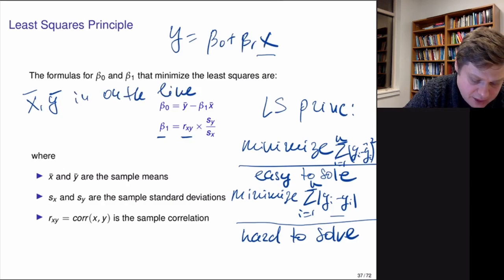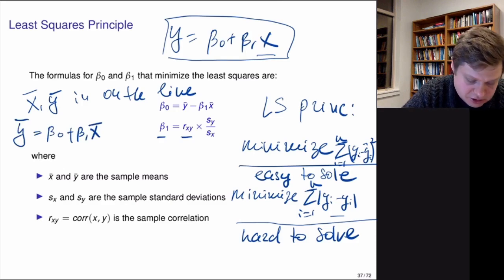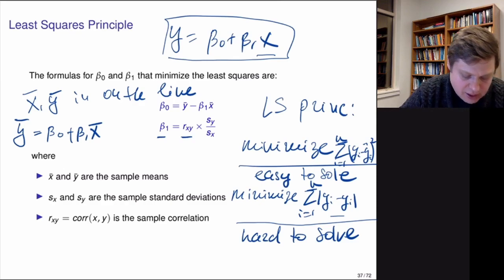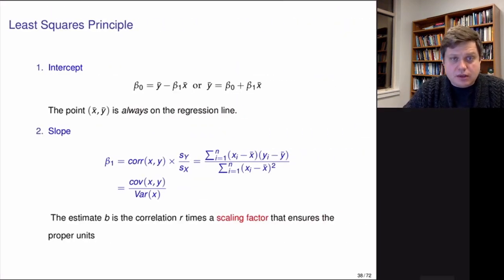Okay, if you plug in x bar and y bar into this equation, y bar equals beta 0 plus beta 1 x bar, you'll see that this relationship is satisfied. You can do a little bit of math here, and you will see that it is indeed the case. So x bar and y bar is on the line. All right, and those are observations about those relationships.